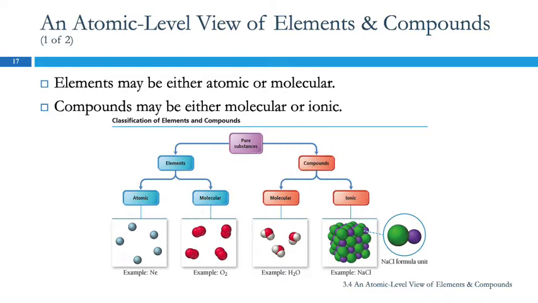If we're looking at compounds, compounds are going to have two or more different elements. And we categorize those based on what the individual particles are. Here we have molecules, so this is a molecular compound. Here we have ions, so ionic compound.